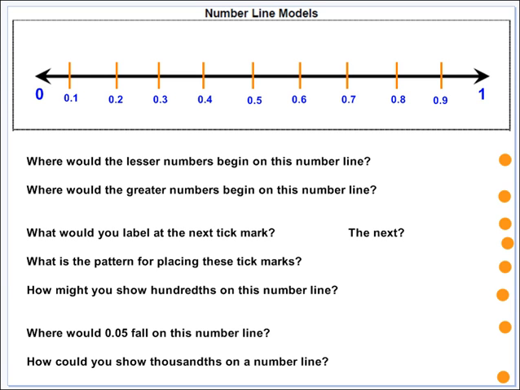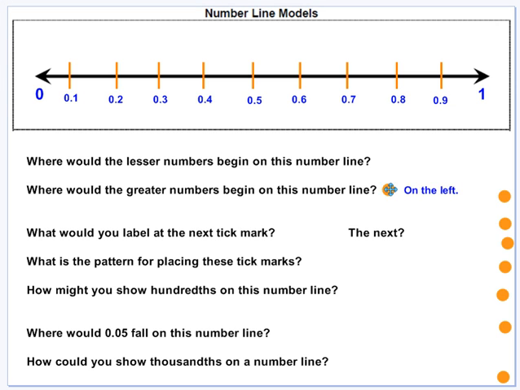Number line models with our decimals. So we have, where are the smaller numbers going to begin on our number line? Well, they should begin towards 0 on the left. Where would the greater or larger numbers begin on this number line? I would assume that if our smaller numbers are at the left, our bigger numbers should be at the right. What are we going to label at the next tick mark?